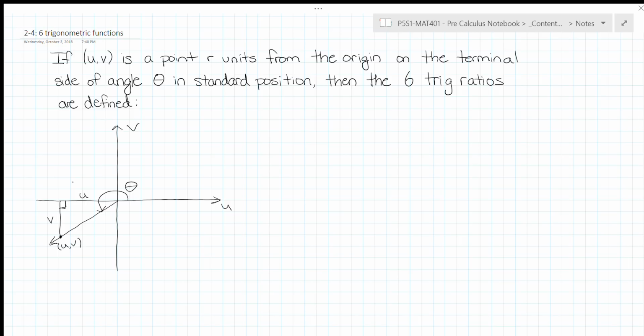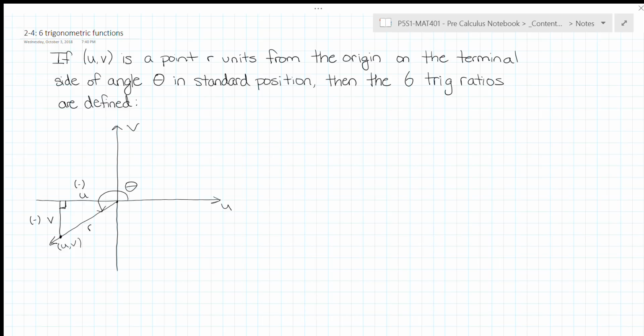Both u and v will be negative in this case, right? Which is why we're talking about them as displacements and not distances. But r is just the radius. It's how far it is from the origin to that point. That is a distance. It's always positive.